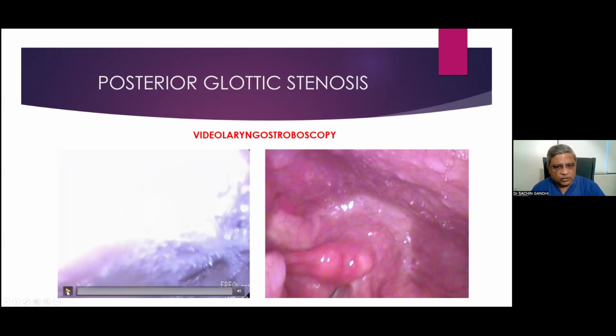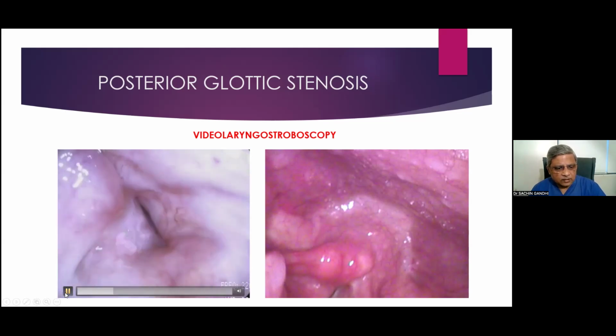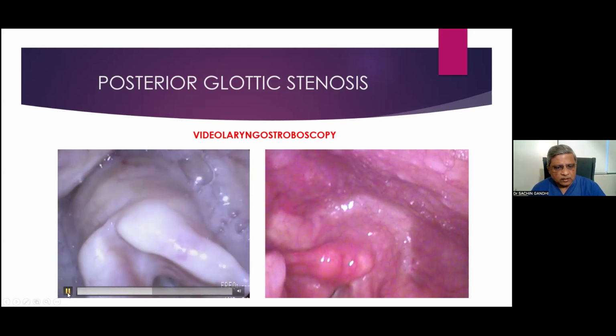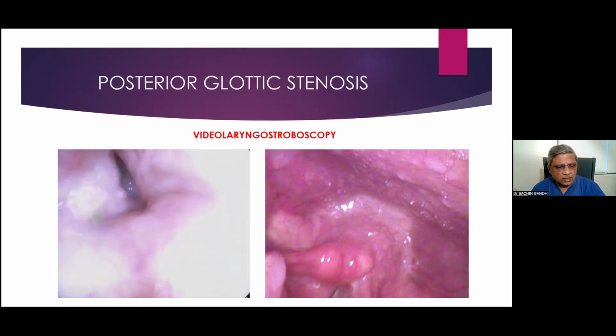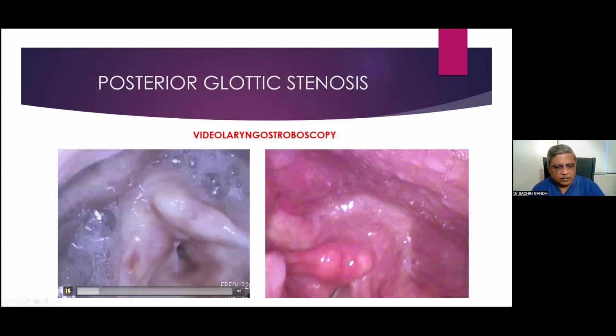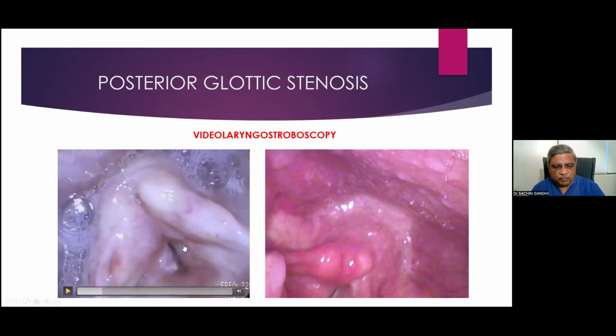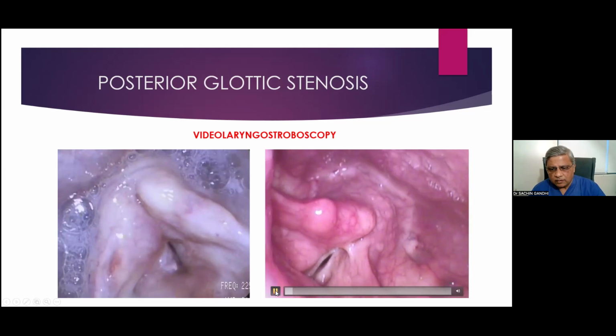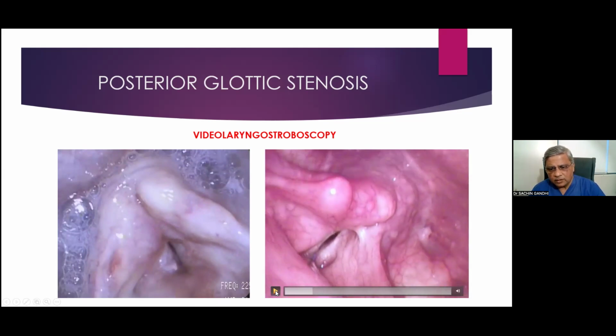Now, posterior glottic stenosis. Now you can see the lesion or the stenosis in the posterior glottis. So this is not bilateral abductor palsy. This is bilateral vocal cord fixation. See, bilateral vocal cord fixation. So video laryngoscopy is very important to check the entire glottis and accordingly look for the treatment options.